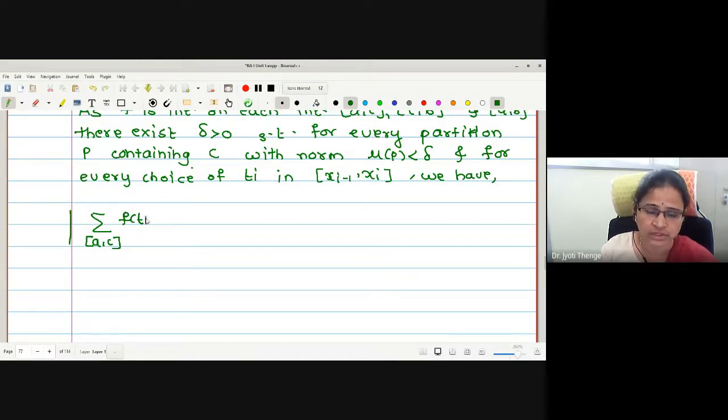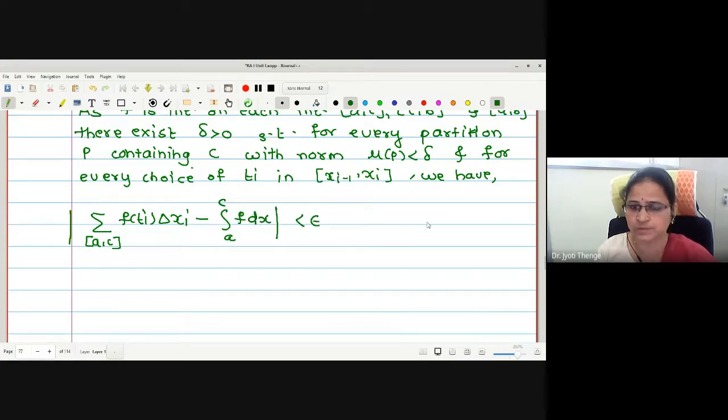Correct? Generally we were writing summation i equals 1 to n. But here we don't know whether there are n points in AC. Generally we were taking n points in AB, but we don't know now how many points will be in AC and CB. That's why instead of writing i equals 1 to n, we will write the partition on which interval? AC. Minus integration a to c f dx is less than epsilon. Let me call it statement 1.